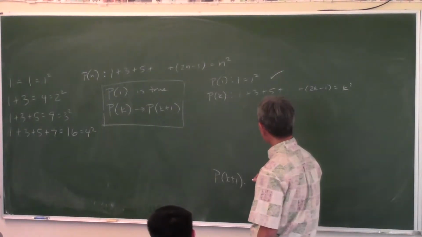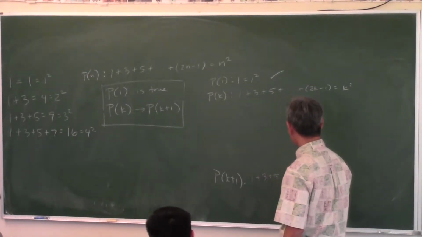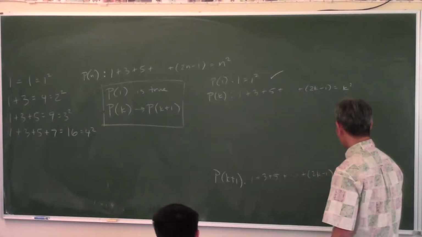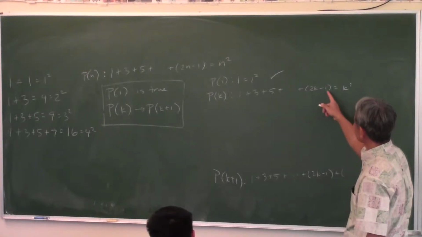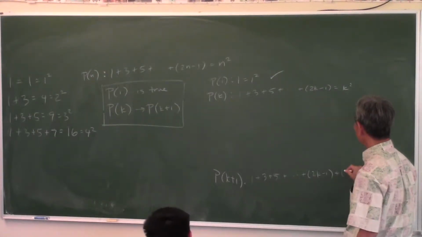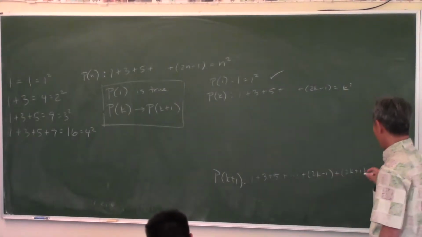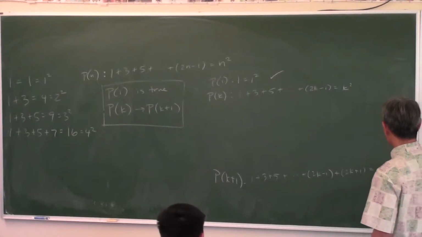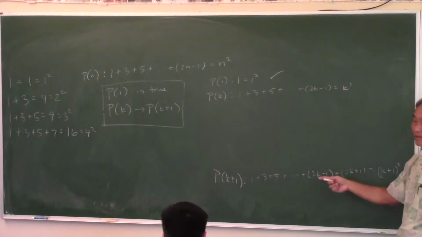So how would you write this statement here? 1 plus 3 plus 5 plus dot dot dot plus 2k minus 1 plus, what would be the next one? 2k plus 1, because the pattern is you keep adding 2 every time, right? And that's going to equal (k plus 1) squared. So basically, you're simply substituting k plus 1 for k, or n, if that's the way you want it.